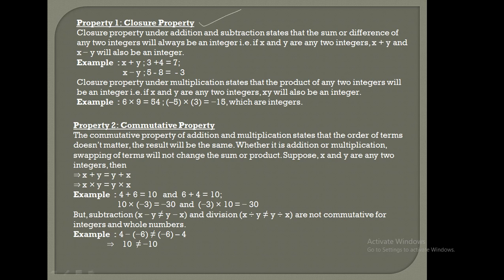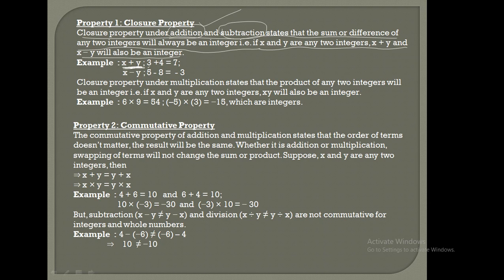The closure property under addition and subtraction states that the sum or difference of any two integers will always be an integer. If x and y are any two integers, x plus y and x minus y will be an integer. That is, when we add any two integers, like x and y, where x is an integer and y is also an integer, we will get an integer.